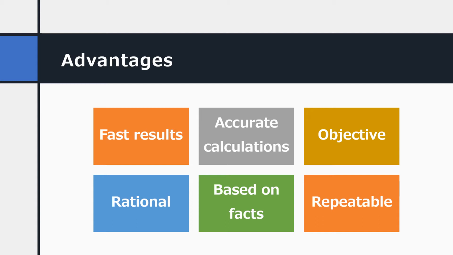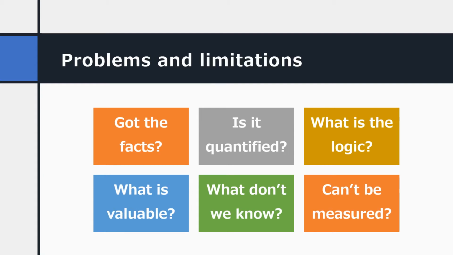But, and you know there's a but coming, there are problems and limitations with delegating these decisions to a computer. For example, I said we all start with the same facts, but are those facts reliable? Do we have good objective data to base our decisions on?